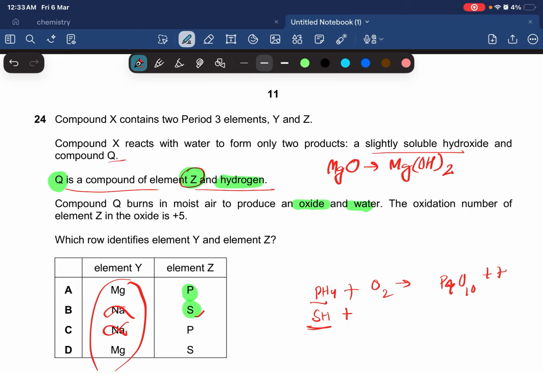I have to do this. You know why I have to do this? I'm just doing it randomly. Why? Because if I don't do it, I'm going to lose track. So SO2 plus water. Let's see what happens.